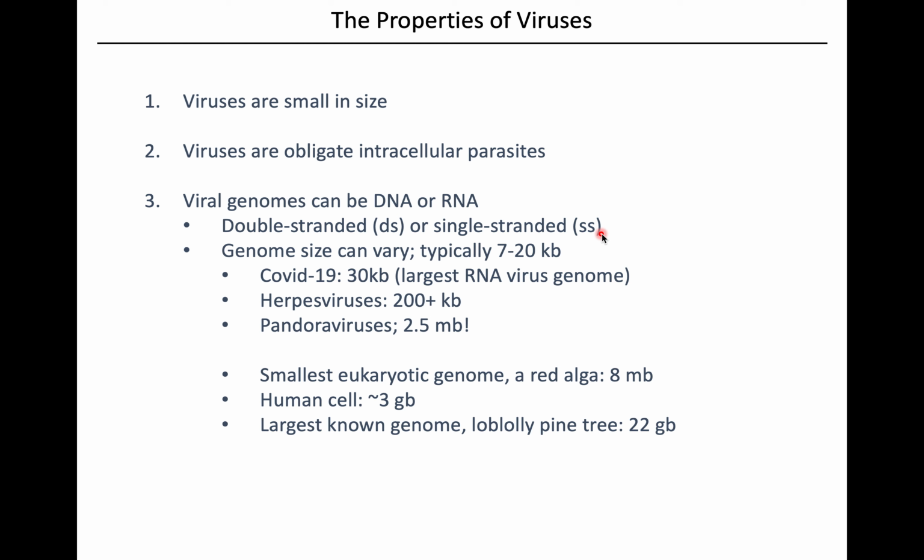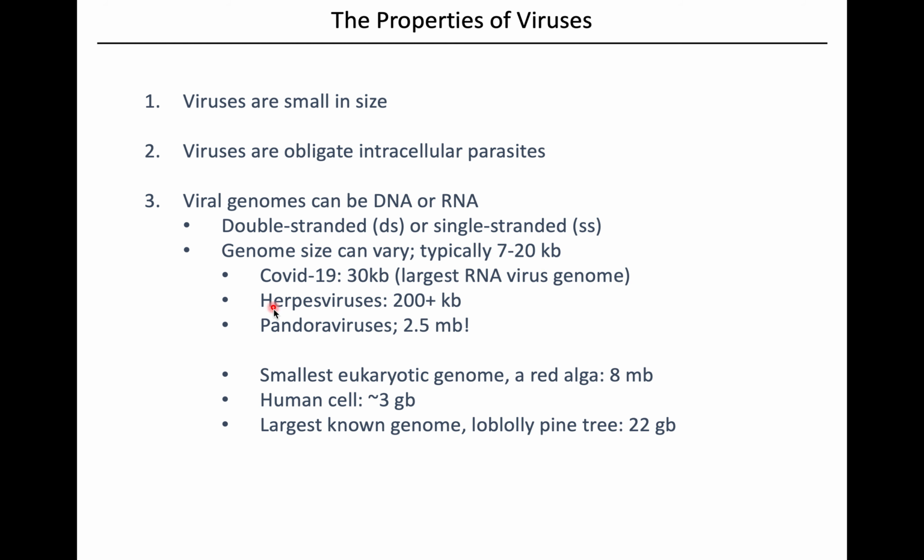And viruses are really unique in that respect. You could have a virus that has a single-stranded RNA genome, which you would never see in the plant or animal kingdom. Genome sizes of viruses can vary quite a bit. On average, they're usually going to be somewhere between 7 and 20 kilobases. That would be thousands of nucleotides. So, between 7 and 20,000 nucleotides in length.